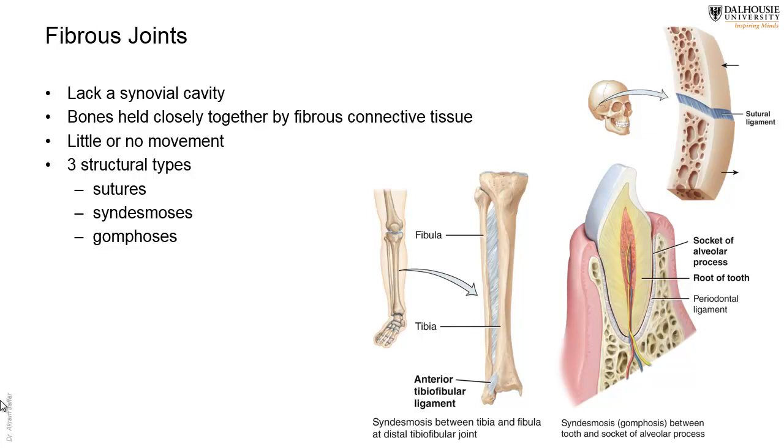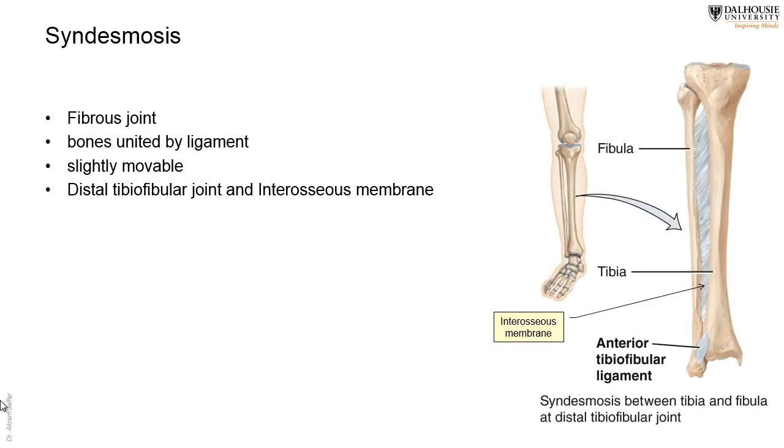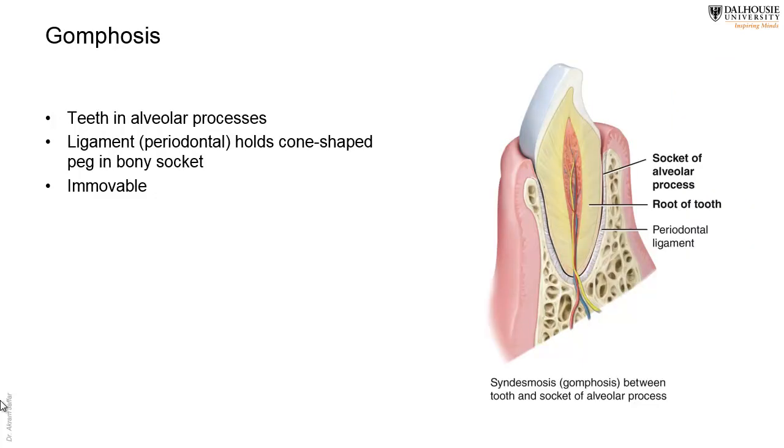This name is restricted to the joint between the tooth and its socket. So you can see here, these are the sutures for the skull, the syndesmoses, which are slightly movable, and the Gomphosis, which is located between the teeth and the alveolar process. This part of bone is called the alveolar process.